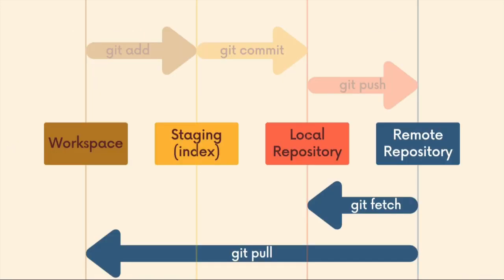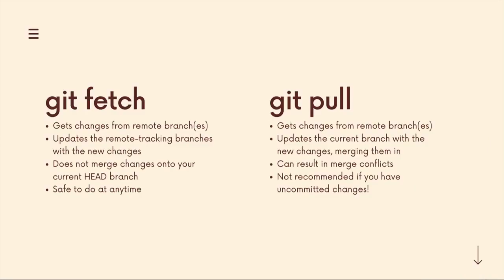All right, so that about wraps up fetching and pulling. Hopefully this diagram makes more sense now. When we fetch, we're getting changes from a remote repo, but they're not integrated into our workspace. When we pull, we get those changes from the remote repo, and then they are merged into our current head branch. Where we pull from matters. And that brings me to the last slide.